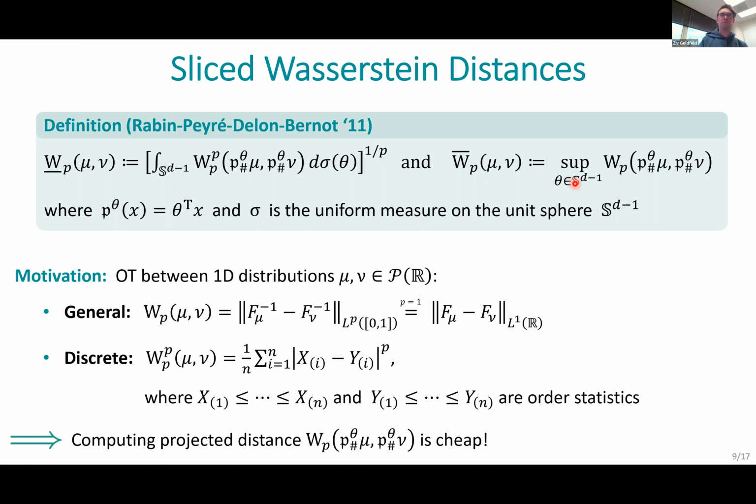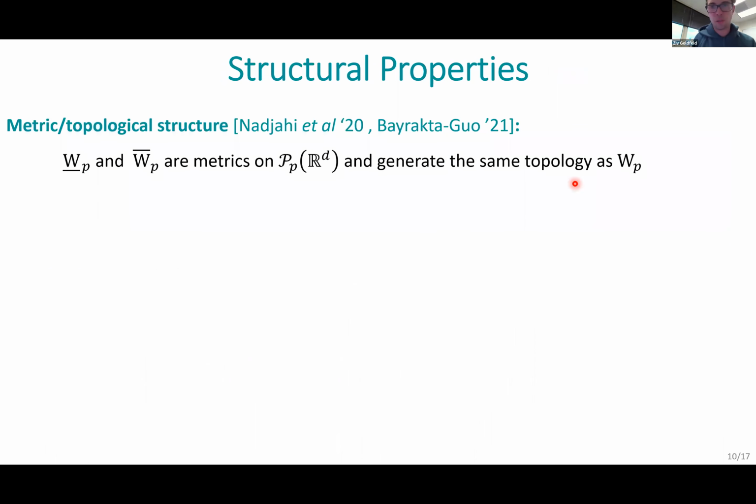Let's start from structure. First of all, it turns out that both the average and max slice distance inherit the metric structure of classic W_p. In fact, they generate the exact same Wasserstein topology. This is something that actually appeared in one of Suhail's papers from 2020, but was re-derived later on in '21 as well, I think for the max slice distance here. So that's great. You inherit the metric and topological structure.